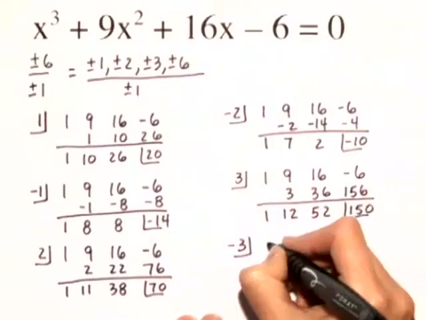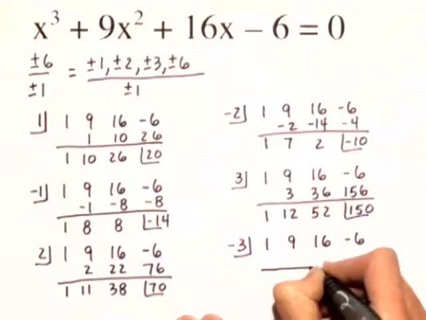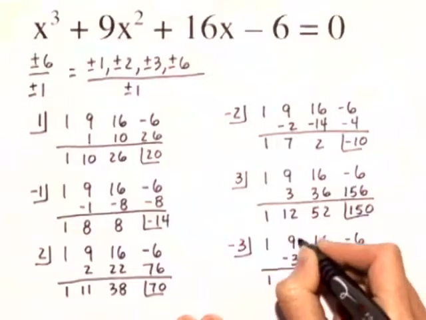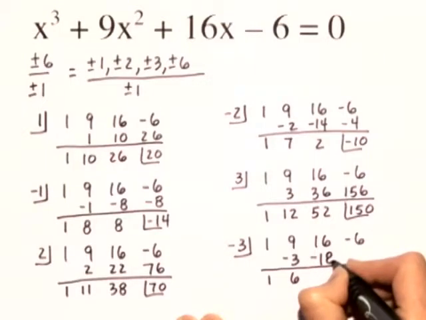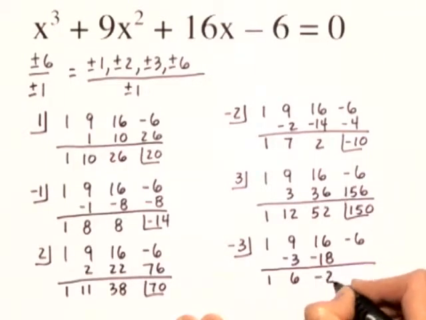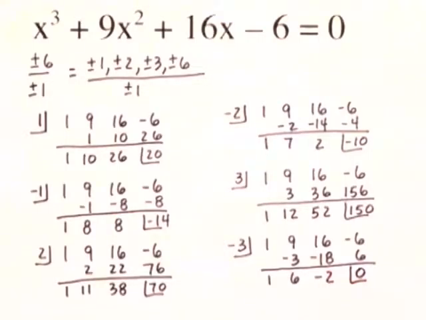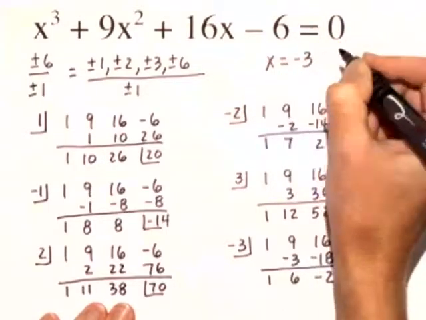Let's try negative 3. 1, 9, 16, negative 6. Bring down the 1. Negative 3 times 1 is negative 3. 9 plus negative 3 is 6. Negative 3 times 6 is negative 18. 16 plus negative 18 is negative 2. Negative 3 times negative 2 is positive 6. When we add negative 6 and positive 6, we do get our remainder of 0. Now we have our first 0. Our first solution, or root, to this equation is that x is equal to negative 3.